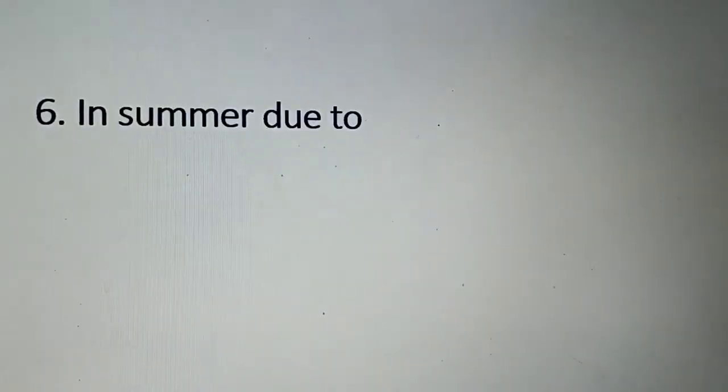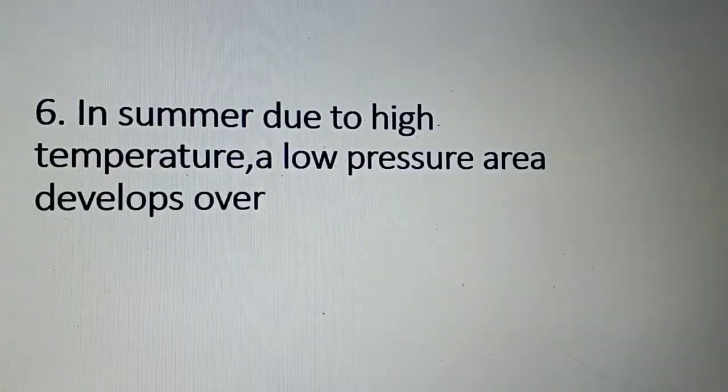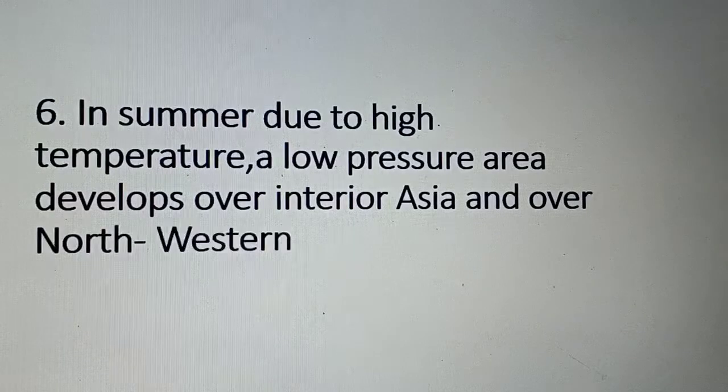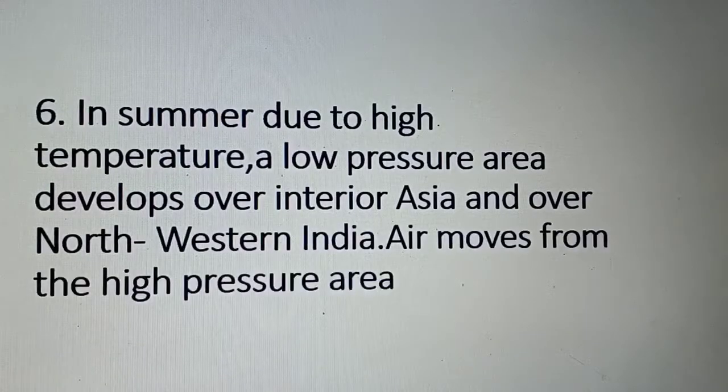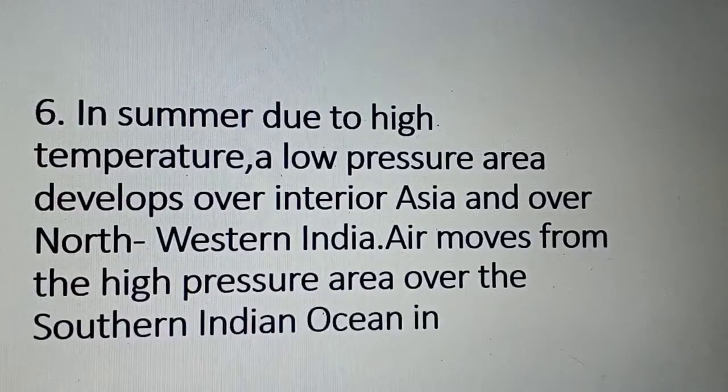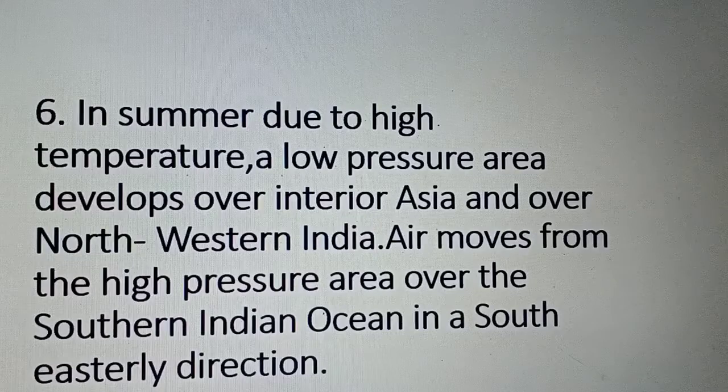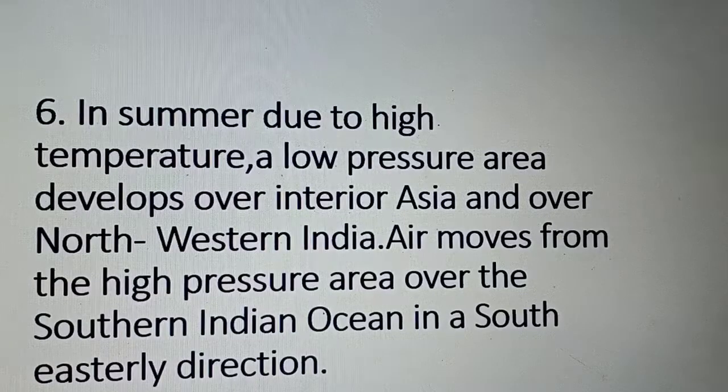In summer, due to high temperature, a low pressure area develops over interior Asia and over northwestern India. The high pressure is created over the ocean, and the low pressure area develops over land. In summer the land is very hot, and due to the heat the air molecules rise, creating an empty space over the land. So air moves from the high pressure area towards the low pressure area.